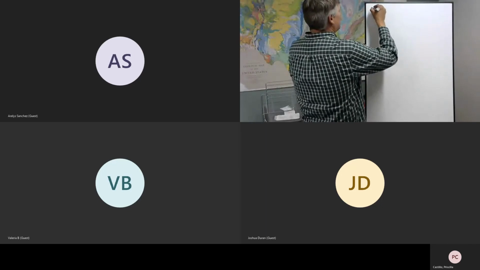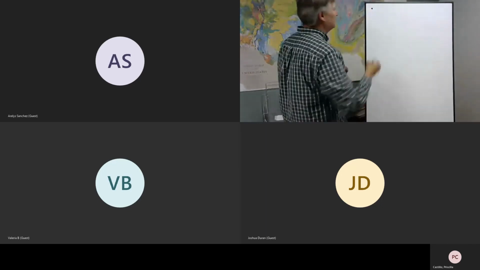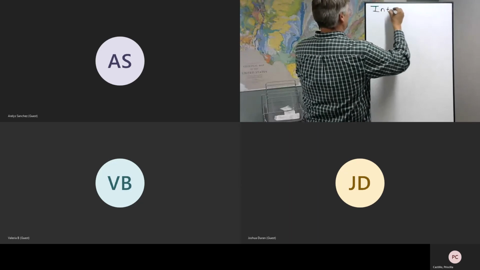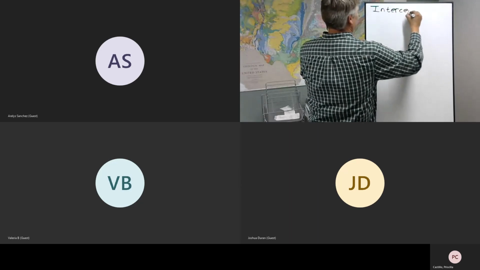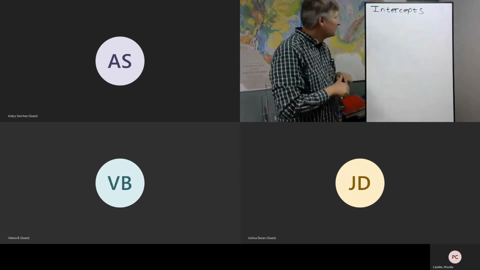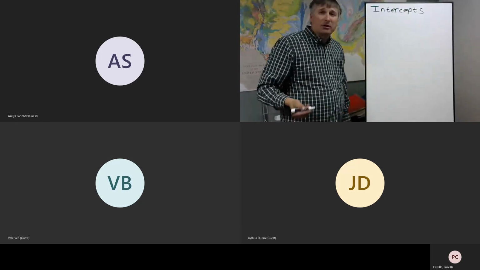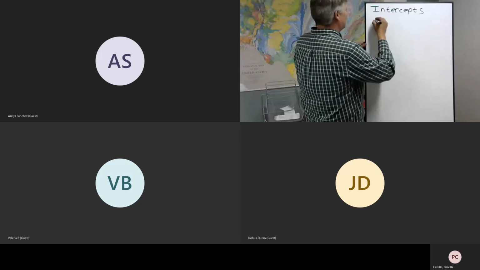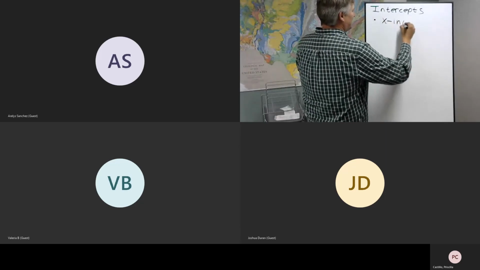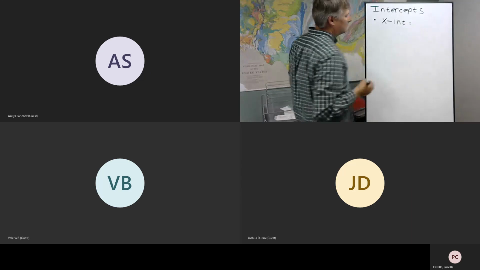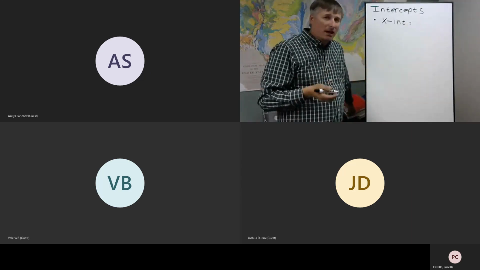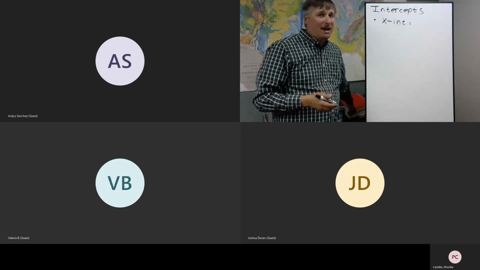So first off, we're going to talk about intercepts. First off, we have what's called an x-intercept. I'm going to abbreviate it as xint. And it goes like this. It's where the line crosses the x-axis.